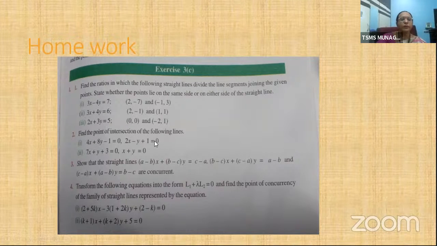So next one is finding the point of intersection. You can either use the b1c2 - b2c1 formula or simply solve these two lines using pair of linear equations, which you have learnt in your 10th class.